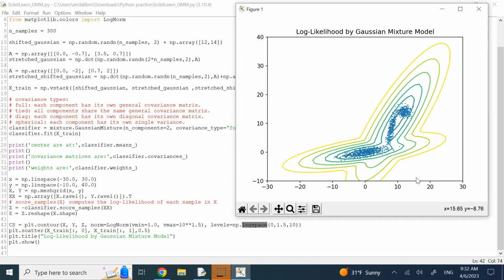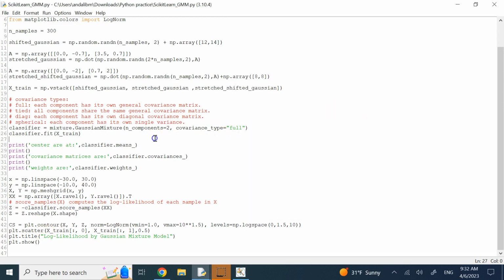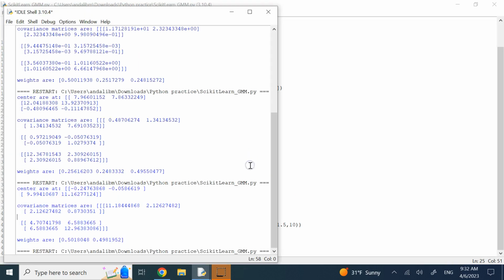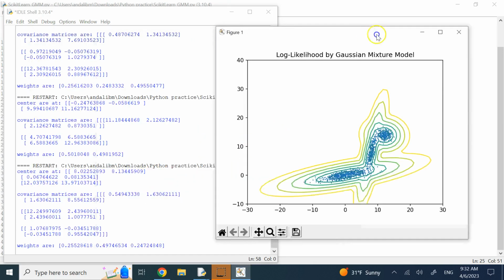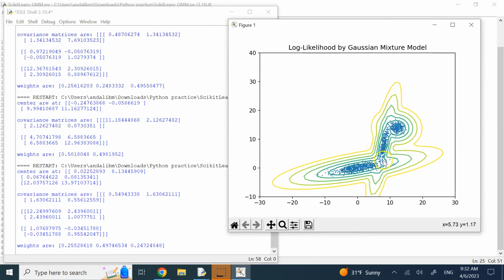Good. So that's my contour plot on the top of the scatter plot, and this is kind of what I expected to get out of the GMM. So this is the code, and you can write it yourself, and you can change anything that you want, and basically see that it gives you everything that you need from the Gaussian mixture models.